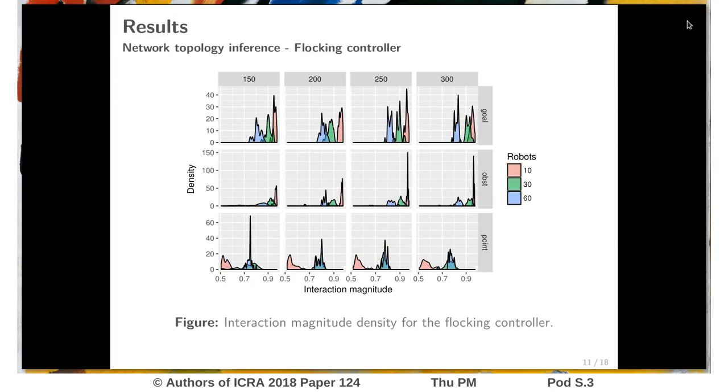For all samples, interaction magnitude and density distributions were analyzed to see if there was a relationship with swarm parameters. We can see that the interaction magnitude increases with the size when swarming around a point. Also, for goal-based scenarios, communication range increases with density, but only when it's lower than 300 centimeters.